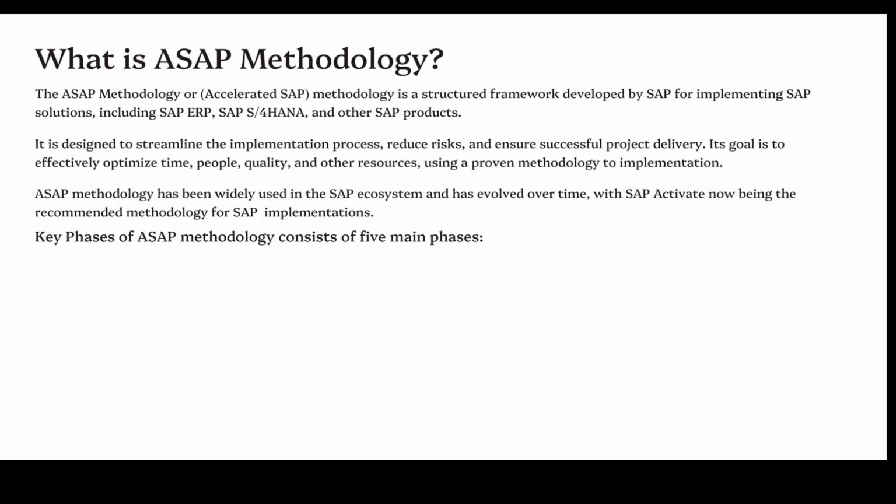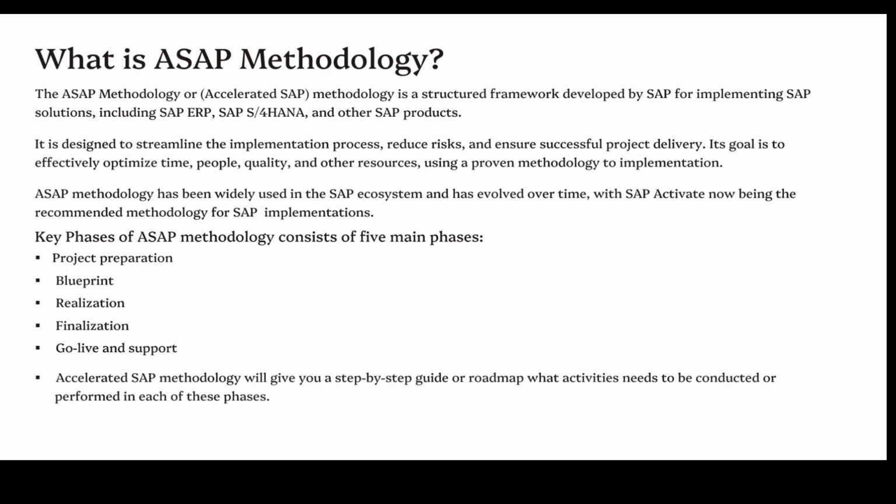The key phases of the ASAP methodology consist of 5 main phases: project preparation, blueprint, realization, final preparation, go-live, and support. Accelerated SAP methodology will give you a step-by-step guide or roadmap of what activities need to be conducted or performed in each of these phases. So, ASAP is a standard implementation methodology used for implementing SAP projects successfully.